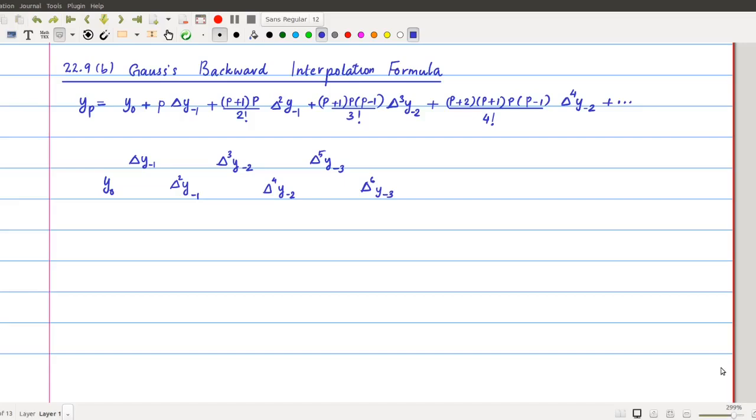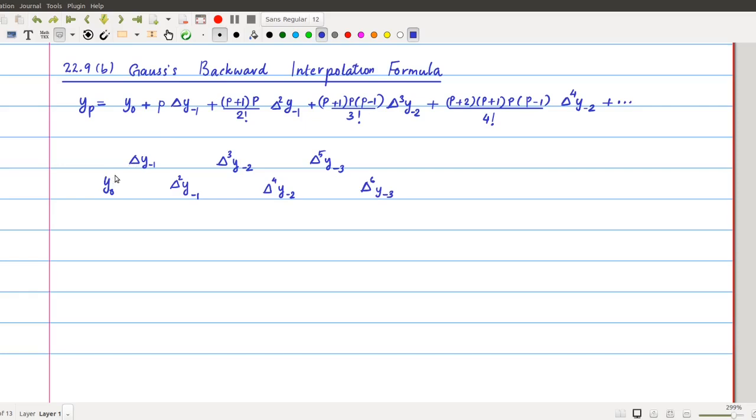Hi all. Today we discuss section 22.9b. This is Gauss's forward interpolation formula. So this is the formula yp equal to y naught plus p times delta y minus 1 plus etc. In order to remember this formula, we need to remember this diagram.